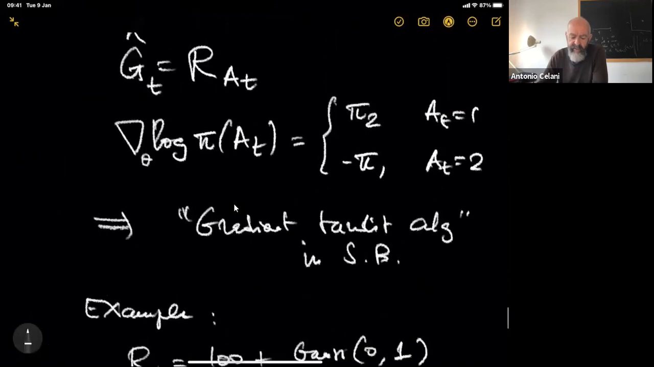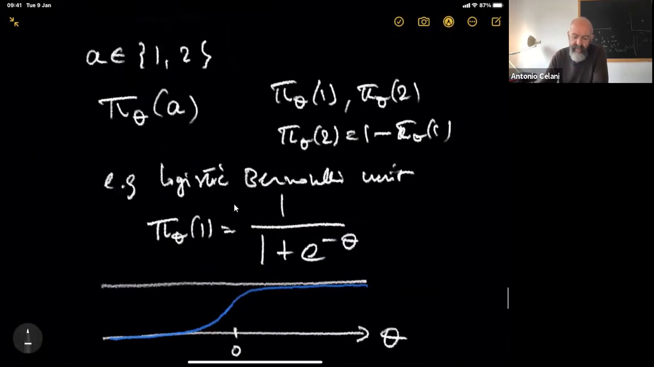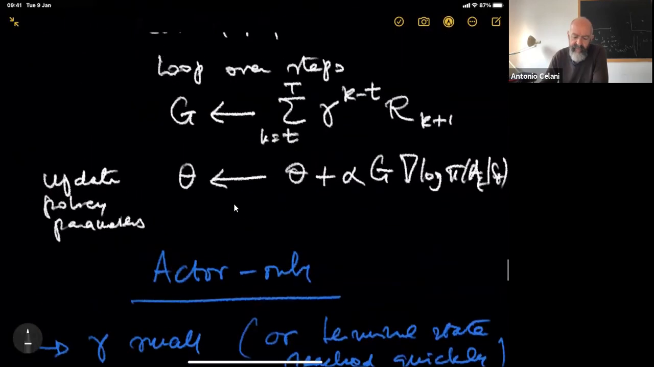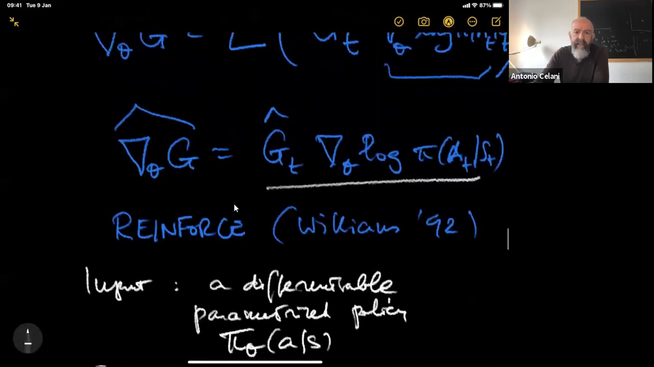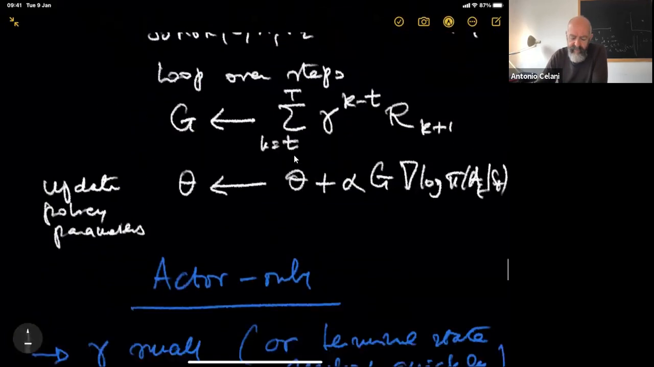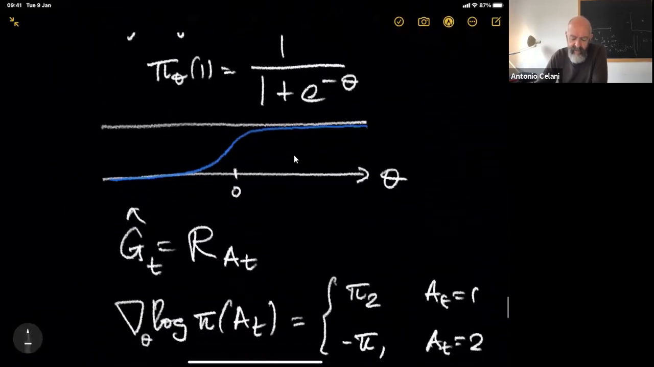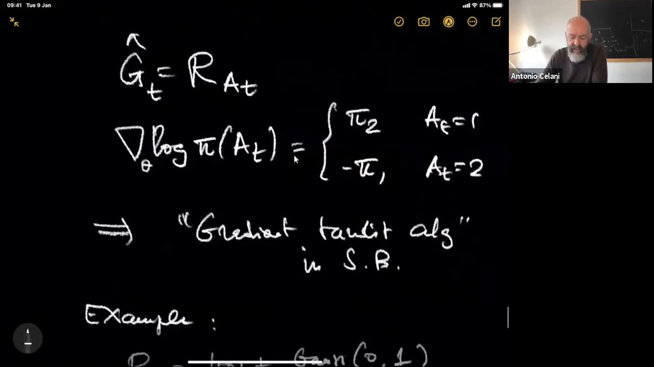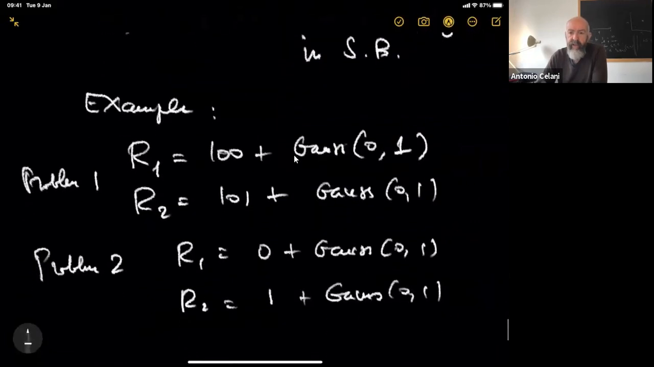However, if you look at this algorithm as it is, this estimate of the gradient is sensitive to the absolute value of the gain. So for problem 1, you will have large fluctuations of the gradient because you're multiplying everything times 100 in your estimate. So your difference will be submerged by this offset.